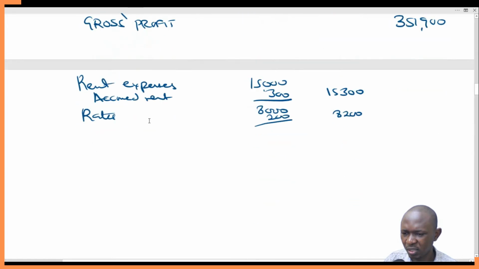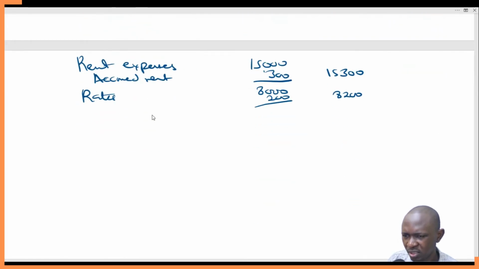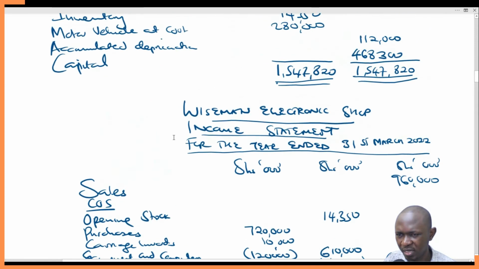Let's go to the next one. So sorry, this is rates, 8,000, and then accrued rent. Accrued rent is part of that financial year's expense, so we add it back.